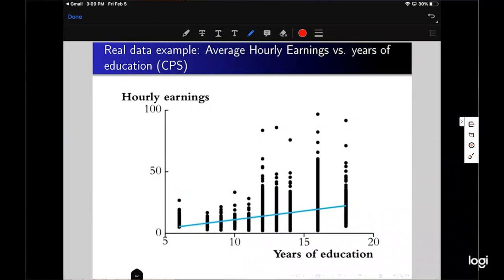What do I mean by that? Here we have the average hourly earnings versus years of education. The blue line is our regression line. The black dots are the data points. Now, the question for you is, at each of these values of years of education, does the variance of u change? So what are the u's? The u's are the difference between each data point and the regression line.